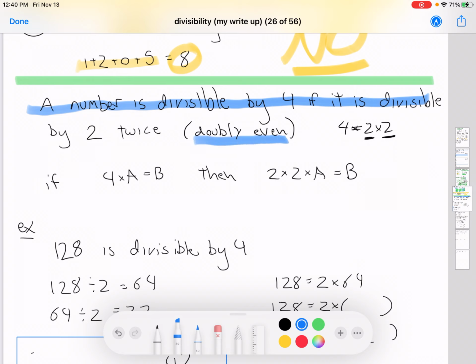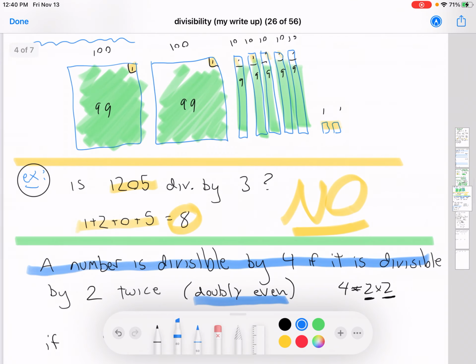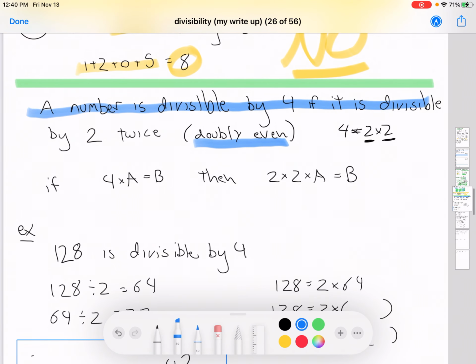A number is even. After you divide out 2 and cut it in half, it is still even. And so what that means is, if we had 4 times A to get B, 4 is the same thing as 2 times 2 times A to get B. So if B is an even number, I can divide out a 2, and what I'm left with is still even, which lets me take out another 2. It's called doubly even. It's divisible by 2 twice. Cut it in half, take an even number, cut it in half, it's still even.